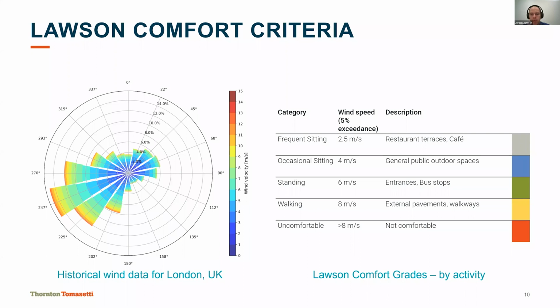And you can then basically say, if the wind speed is below 2.5 meters per second for 95% of the time of a year, then that falls in the category of frequent sitting, which is applicable for a restaurant terrace, a cafe, and then gradually goes up to walking conditions or even uncomfortable. And then you just need to prove with your new building that you're not making conditions worse, basically. And if you do make conditions worse, you can either change the massing of the buildings or add canopies or vegetation. That's a mitigation.